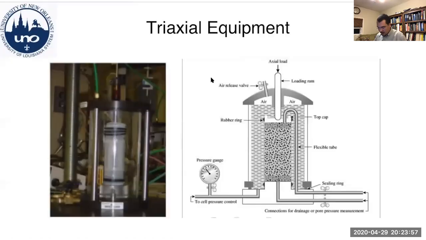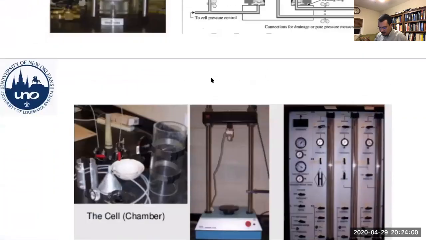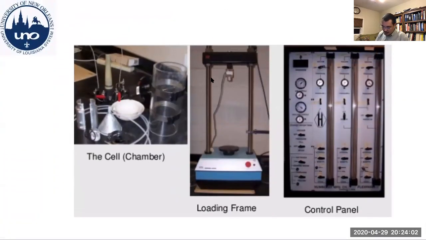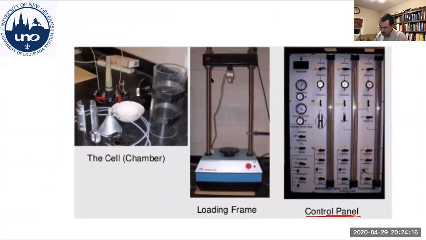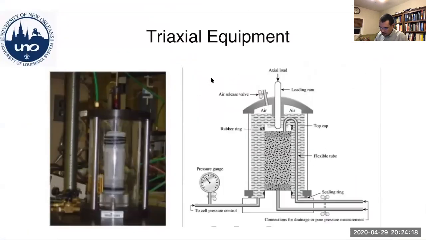if we would go back to the test itself, basically, again, we talked about the cell, the chamber, the loading frame, and here is a control panel. So it's different than the video we've seen. Here it's more manual, so you have to turn these gauges when you want to pressurize. And that's something that I just remembered, actually.